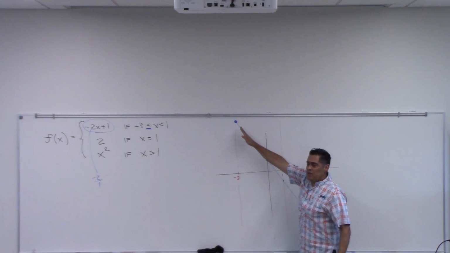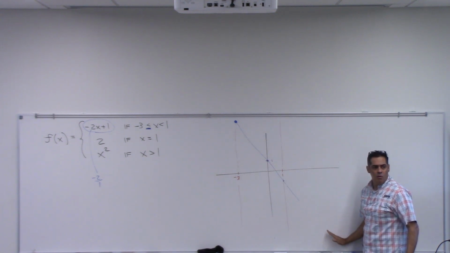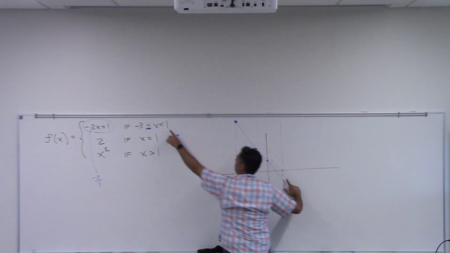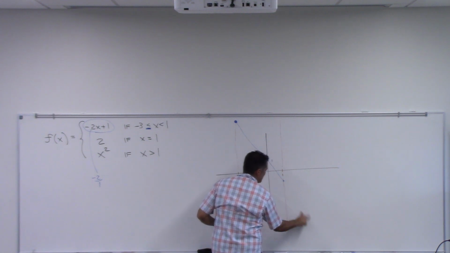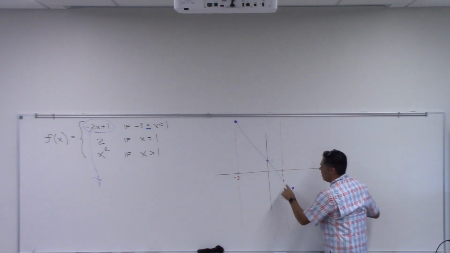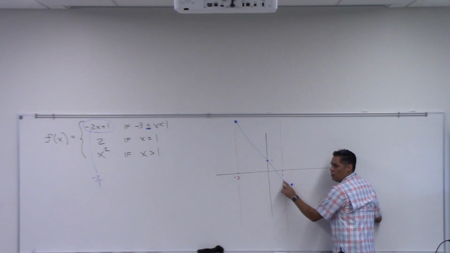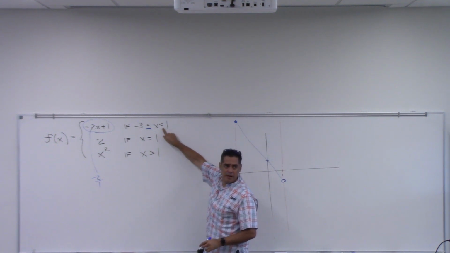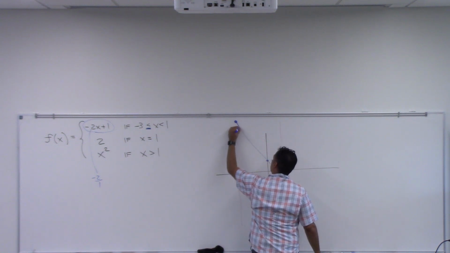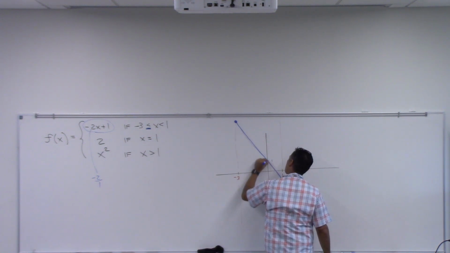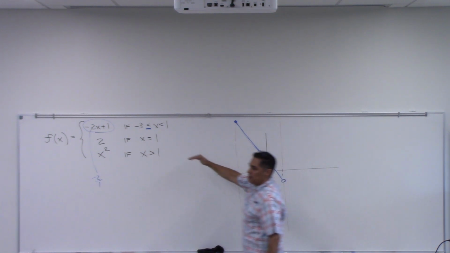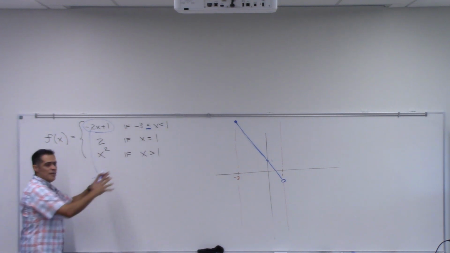Now, do I continue this line forever? No, where do I stop it? When I get here, right? Because it stops at 1. So I'm going to erase that part of the line that I drew. And then here, should I put a solid dot or an open circle? Open. Because this is not defined at 1. You'll see that? This is supposed to be straight. Okay? That is the first piece graphed. That's the first piece. Any questions on that piece?